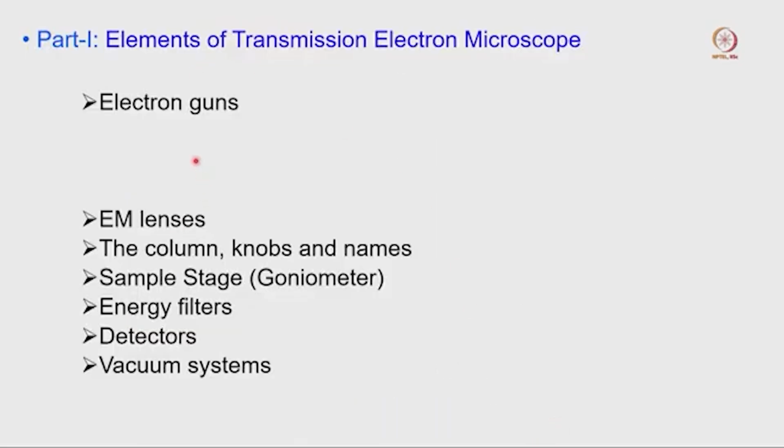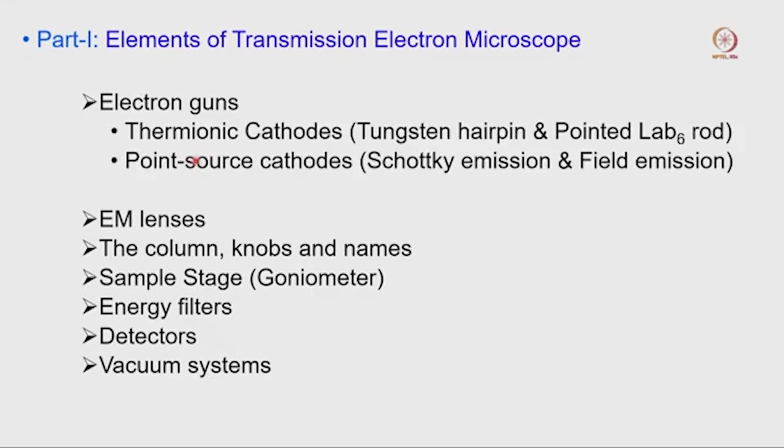Okay. So, electron gun. We are going to discuss the electron gun, what kind of electron gun we have. Specifically, we can split the electron gun into two types. One is called thermionic emission or the thermionic cathode, a tungsten hairpin filament or pointed LaB6 rod. The other is the point source cathode, called Schottky emission or field emission. Initially we are going to discuss these two electron guns, and then we will discuss the electromagnetic lens system.